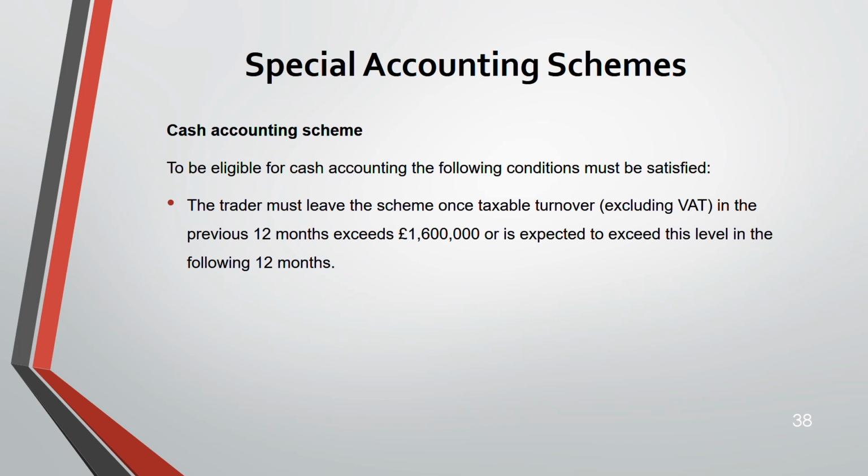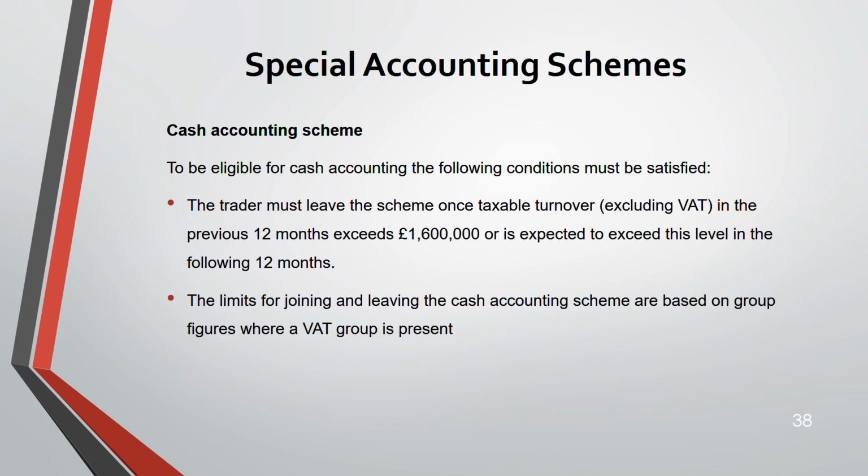Next condition. The trader must leave the scheme. You have to leave the scheme once your taxable turnover, excluding VAT in the previous 12 months, exceeds 1.6 million. Or it is expected to exceed this level in the following 12 months. Either in the previous 12 months it has exceeded, or you are expecting it to exceed in the next 12 months. 1.6 million. You leave the scheme.